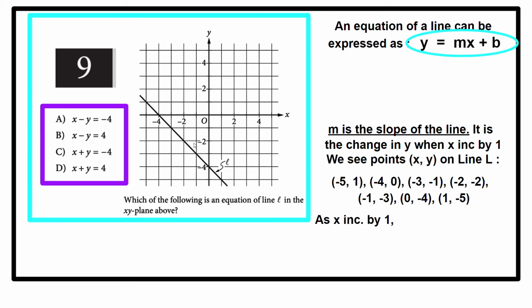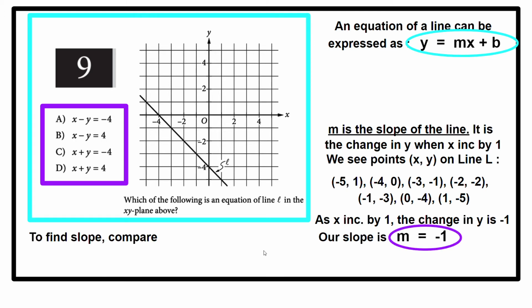And we see that as x increases by 1 each time, the change in y is -1. So for example, if we go from (-3, -1) to (-2, -2), we see x increasing by 1 and the y-coordinate decreasing by 1, going from -1 to -2. The change is -1. And that's our slope. M equals -1.